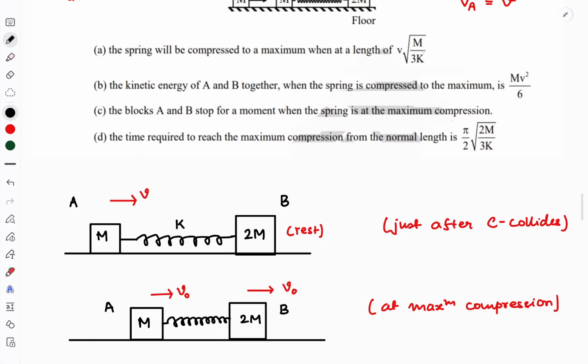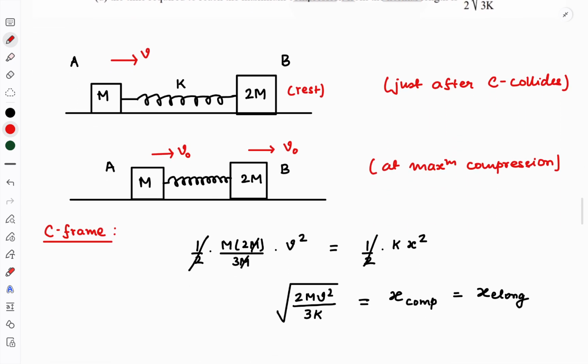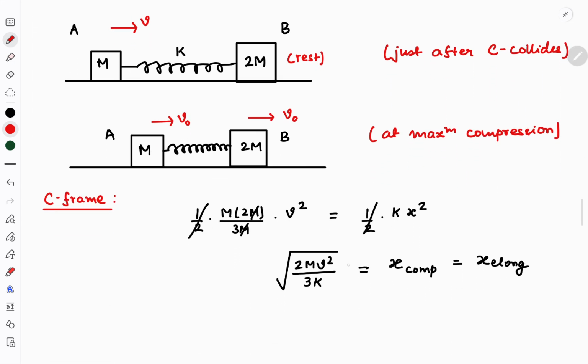The first option says that the maximum compression will be m by 3k, so it is not matching with what we have calculated. Now in the B part, the problem says the kinetic energy of A and B together when the spring is compressed is maximum is mv square by 6. At this point, when the compression value is this, if we calculate the energy stored in the spring, we can calculate it as half k x square, so 2mv square by 3k. Over here we can cancel out k, 2 cancels out, and we have mv square by 3.